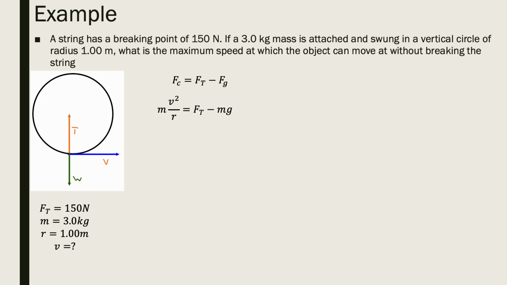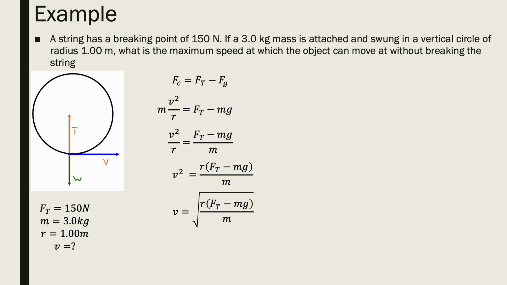Now, our force centripetal we know as our mass times our speed squared over our radius, while our force of gravity is mass times gravity. Now we'll start rearranging this to get the speed on its own. Unlike the previous example, we can't cancel out our mass because it's not involved in our force tension, so instead we'll divide both sides by it. Then we'll multiply both sides by our radius.